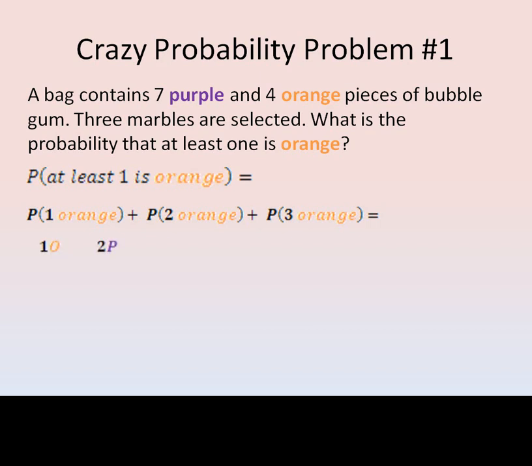The first situation implies that we're going to have 1 orange and 2 purple. We find the number of ways we can get orange and the number of ways we can get purple by using combinations. The order that we get these numbers in doesn't matter. That's why we use a combination. And we're going to divide that by the total number of ways we can choose 3 balls, or 3 pieces of gum.